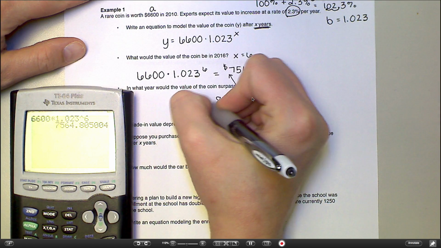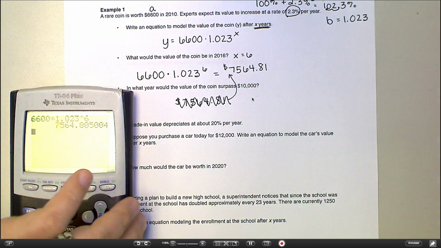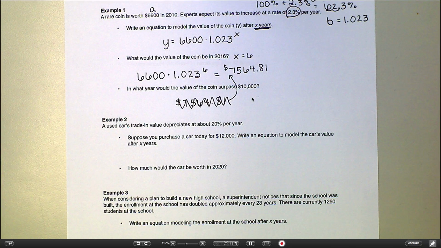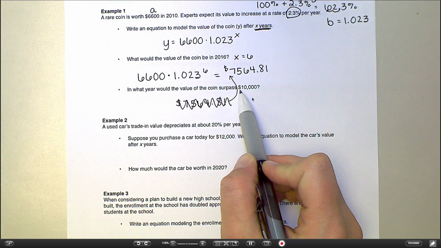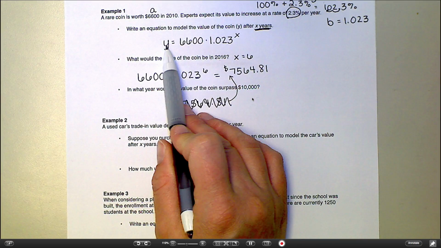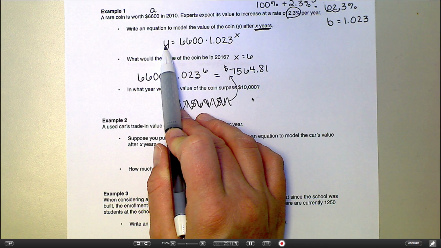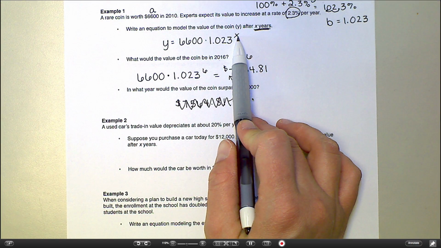Okay, now this next question: in what year would the value of the coin surpass $10,000? If this is talking about the value of the coin, this 10,000 would really go in place of y, right? That's really talking about the value going here. Well, I don't have a way to solve for an x up in the exponent, at least not yet.